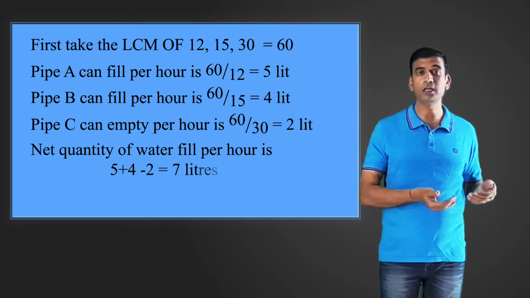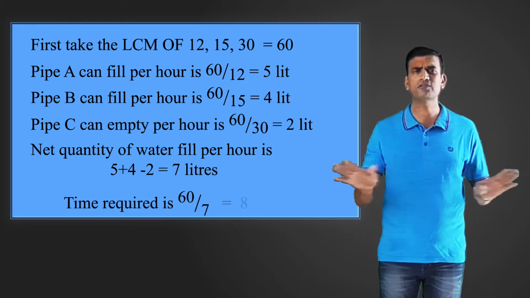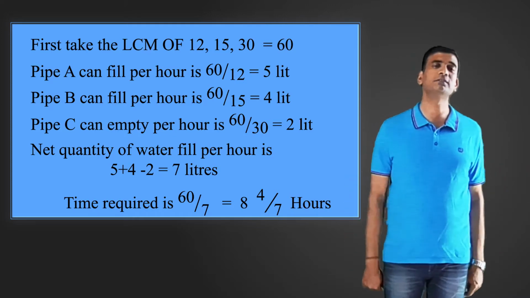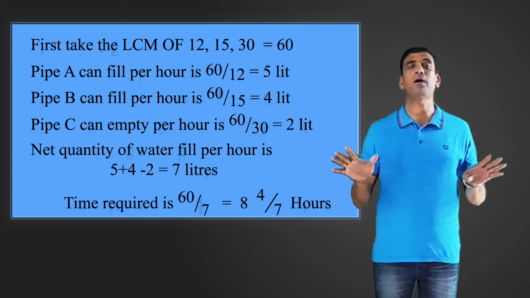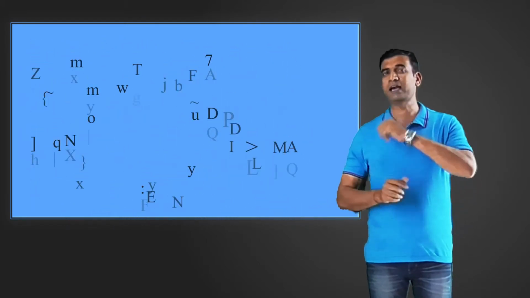And we are having a total of 60 liters. So what is the time required? 60 divided by 7, finished. So this is 8 4/7 hours required if all the three pipes are open together. Clear? Let us try another one.